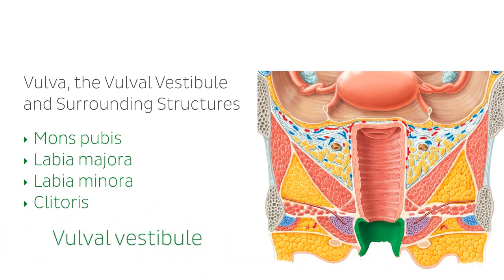And our highlighted green section on this image consists of the vestibule at the level of the vaginal opening, which we can see here, and the urinary meatus is anterior to this cross-section, so we won't be able to see it. Let's now move on to discussing the structures surrounding the vulval vestibule in the pelvic floor.